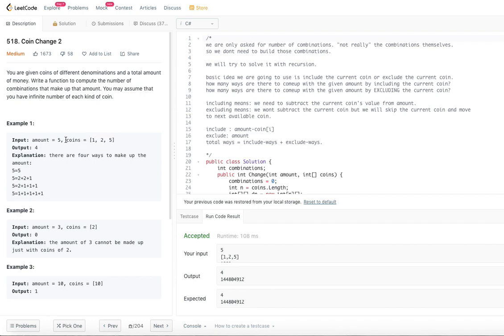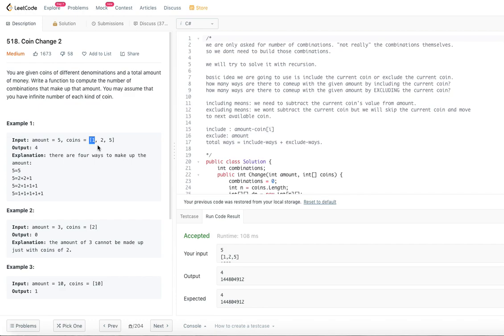So that means the amount 5 could be all ones. If we have five 1s, that makes the amount 5, or it could be a single 5, that also makes amount 5. So there are two combinations. And then you could make two 2s and a 1, that is one more combination, and one 2 and three 1s, that is another combination.